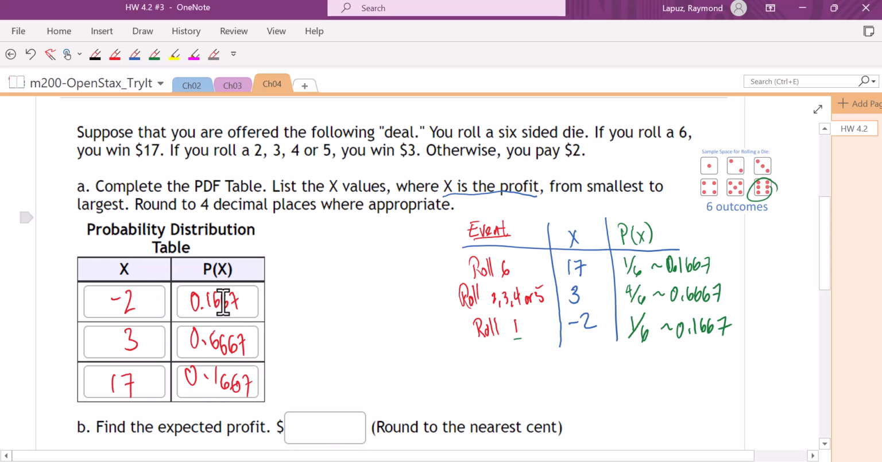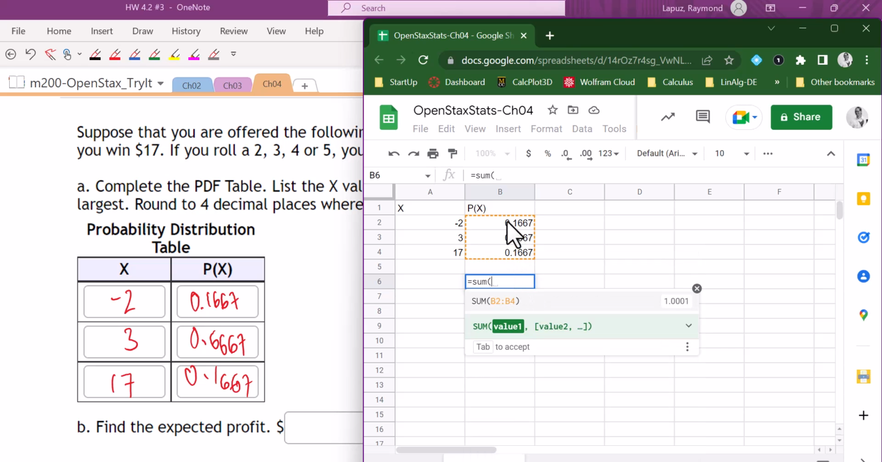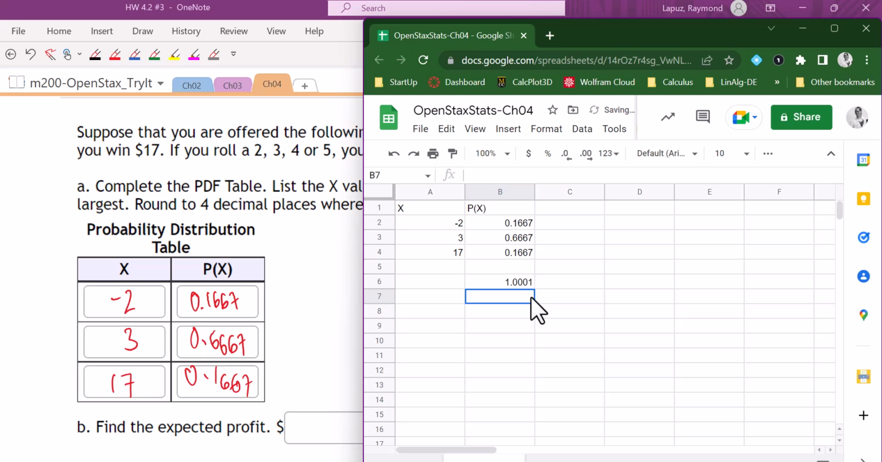One thing to note about the table is that if this is in fact a probability distribution, we would add this up and we should get 1. So I encourage you to use some sort of spreadsheet. I have this set up, and I'm going to put my X values -2, 3, and 17, and my P of X values: 0.1667, 0.6667, and 0.1667. Because we're rounding off, and all of these values ended up rounding up, when we take the sum of these values, we're going to get something slightly bigger than 1.